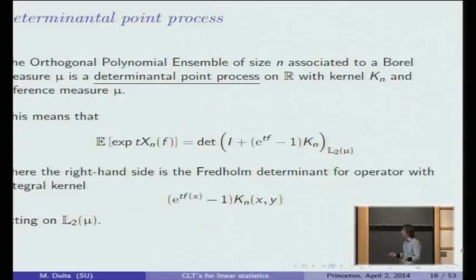Okay, and then there's the well-known statement that the orthogonal polynomial ensemble of size n, associated with a Borel measure mu, is a determinantal point process on R, with the kernel Kn, where Kn is the Christoffel-Darboux kernel, with reference measure mu. Now, we all know what this means, but just for our linear statistic, which is the object we want to study, I wanted to mention that the moment generating function for the linear statistic is actually given in terms of a Fredholm determinant. And that's the starting point of the analysis later.